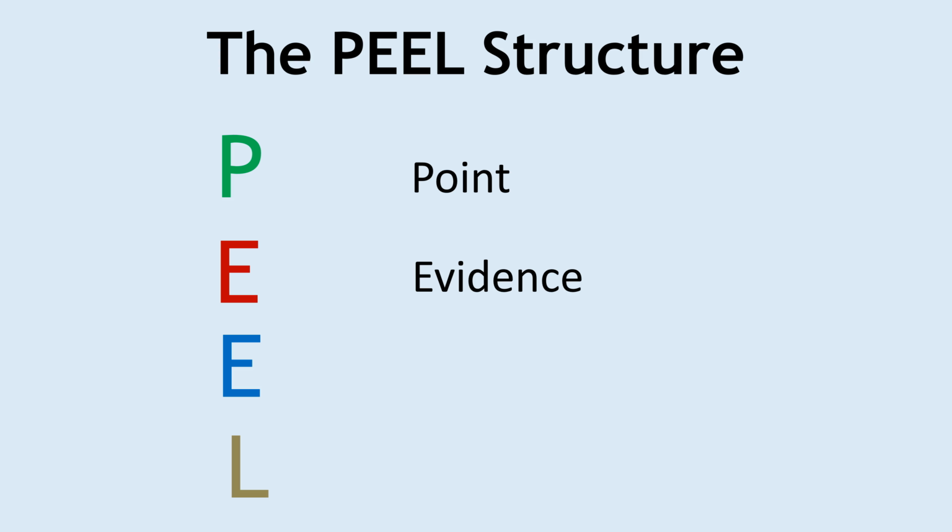E stands for explanation. How does the evidence you have used allow you to develop your point further? L stands for link. Link your paragraph point to your main argument and introduce the main point of the next paragraph.